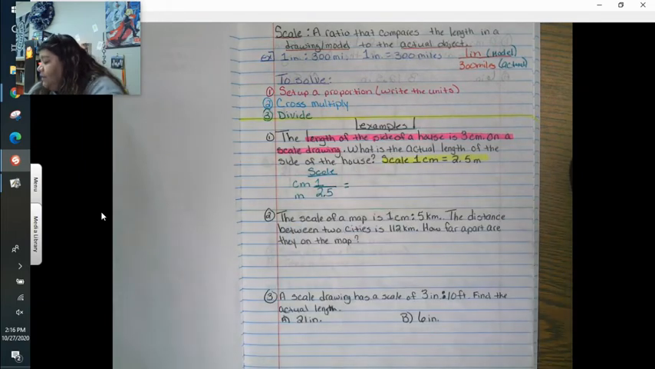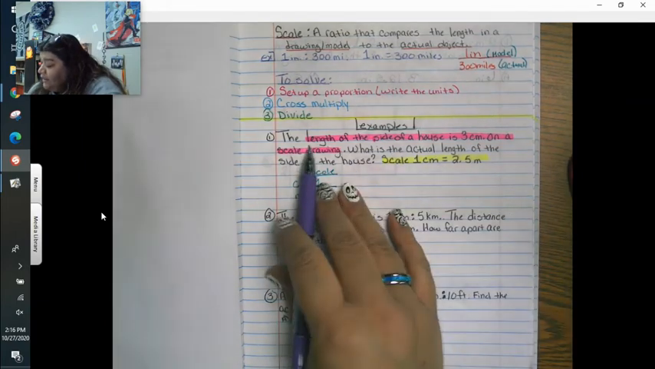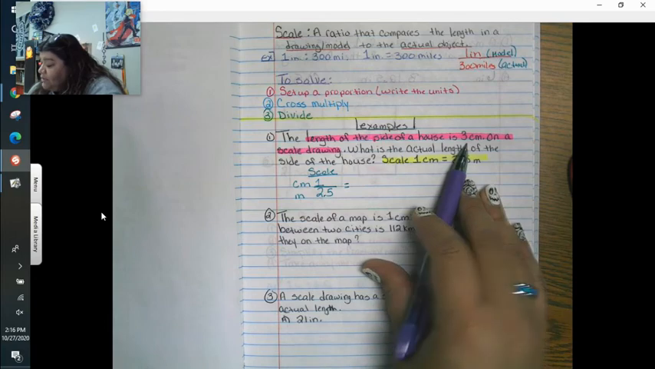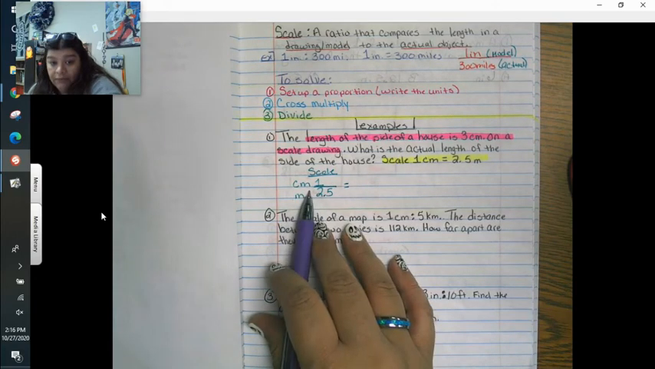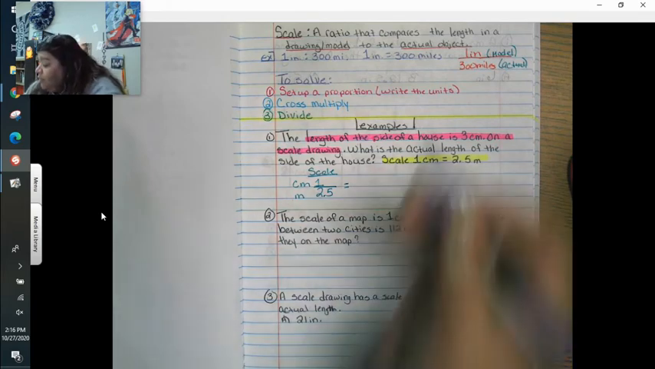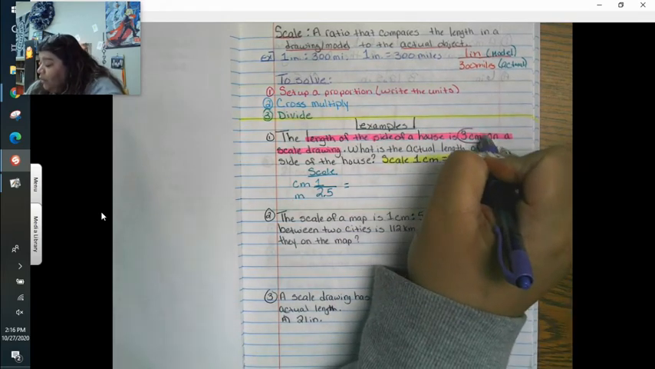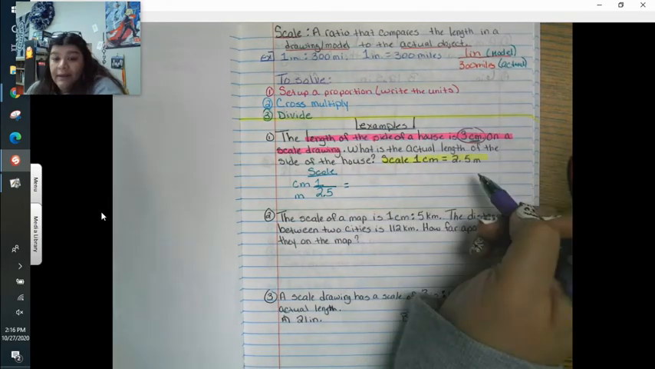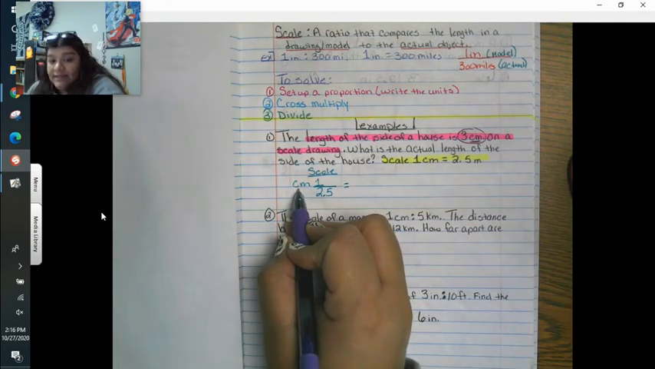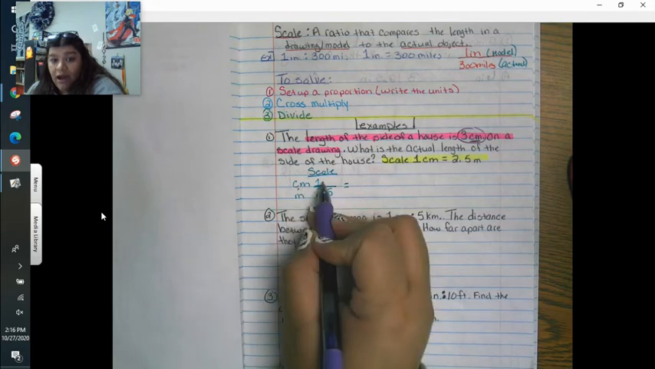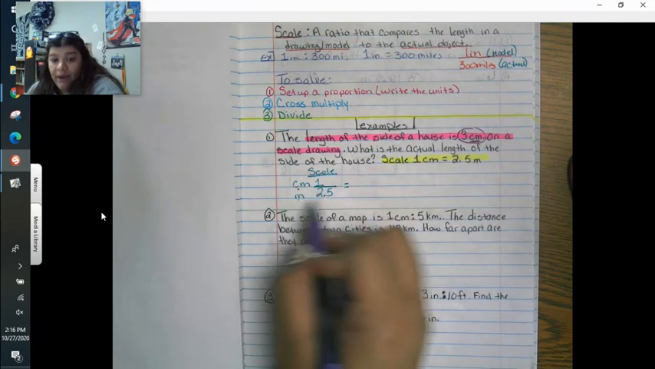Now let's take a look at what they're using. They're saying the length of the side of a house is 3 centimeters on a scale drawing. So we're talking about the scale drawing, the model, okay? But another thing that can help you out, take a look at the 3. What units is it in? It's in centimeters. So that's why I like to put this over here, because it's telling me the centimeters belong on top and the meters belong on the bottom.